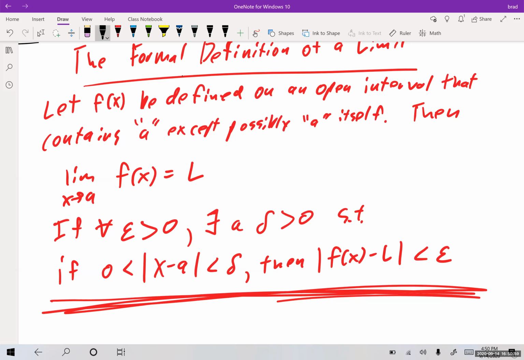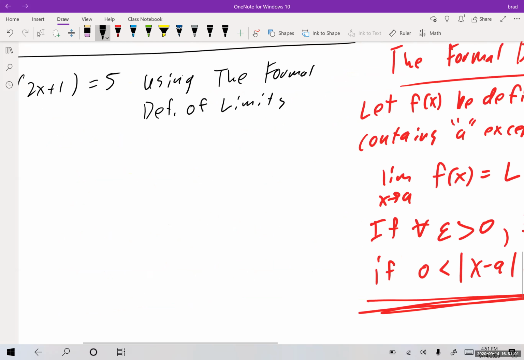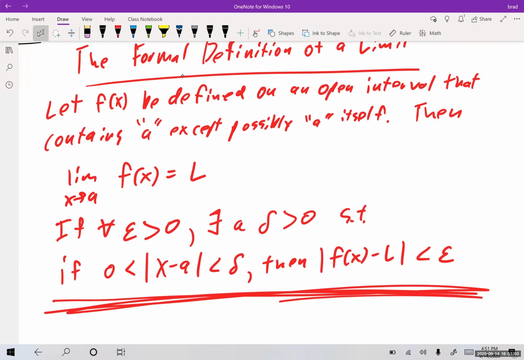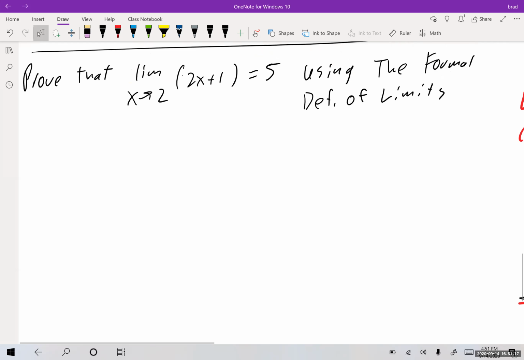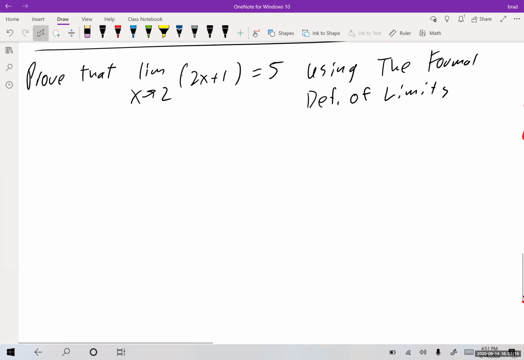So I'm going to work with this problem now over here. And this is something you guys have to either memorize or have written down. This is the formal definition. This is the epsilon delta definition of limits. This is how you can prove that a limit exists, and it is this value. So again, we already know that the limit is 5, so it's not about that, okay?